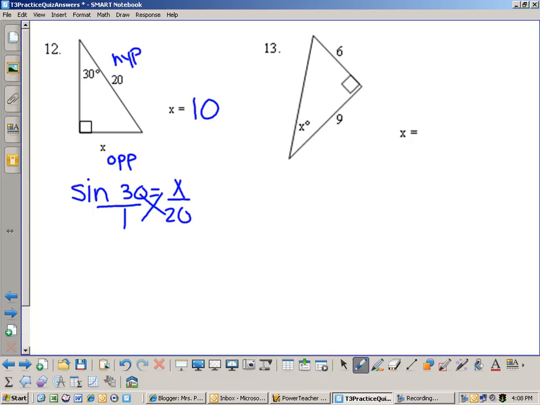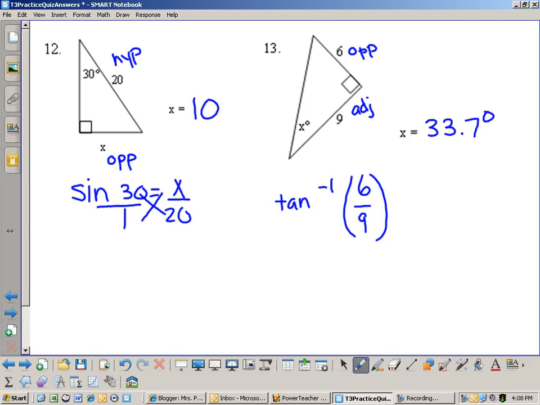For number 13, we got the opposite and we got the adjacent. And now we're looking for an angle. So we have the inverse, and because we have the opposite and adjacent, we're looking for the inverse tangent. And so we're going to go 6 over 9. And again, to the nearest tenth, we should get an angle of 33.7 degrees.